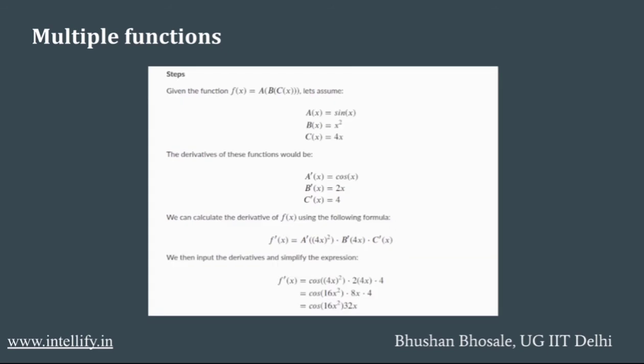Okay. Now assume a of x is equal to sin x, b of x is equal to x square, and c of x is equal to 4x. So a prime x would be cos x, b prime x is equal to 2x, c prime x is equal to 4. So a prime of 4x square would be cos of 4x square into 2 times 4x into 4.